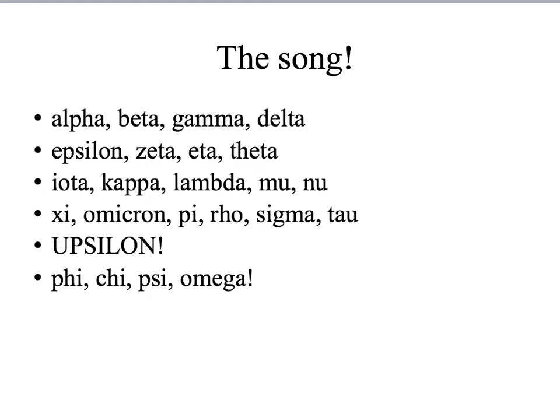Alpha, beta, gamma, delta, epsilon, zeta, eta, theta, iota, kappa, lambda, mu, nu, xi, omicron, pi, rho, sigma, tau, upsilon, phi, chi, psi, omega. That's it for the Greek alphabet.